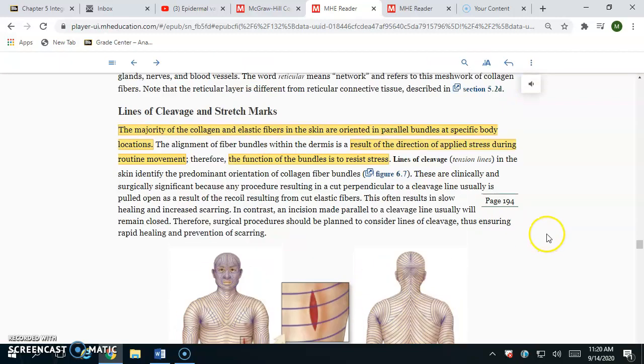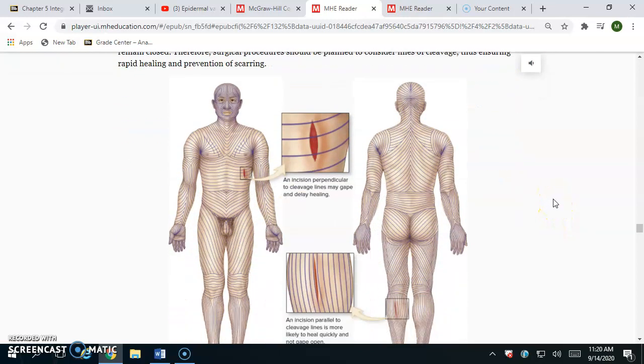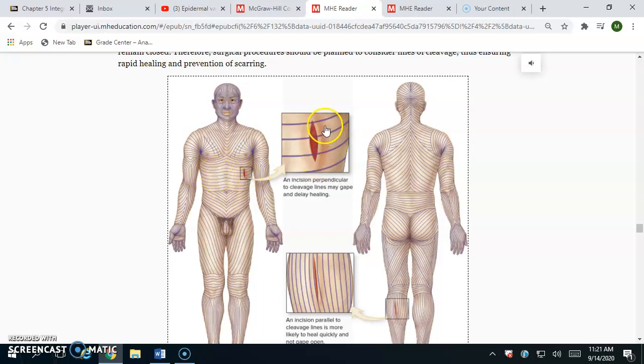And so that knowledge of those lines of cleavage, how those parallel bundles of collagen and elastin fibers are running, helps when we have an injury. So they gave an example of an injury located here across the upper abdomen, and that injury occurred perpendicular to the lines of cleavage. So what that means is the dermis with its collagen and elastin parallel bundles here would cause the skin edges to be pulled apart. So that'll gape open.